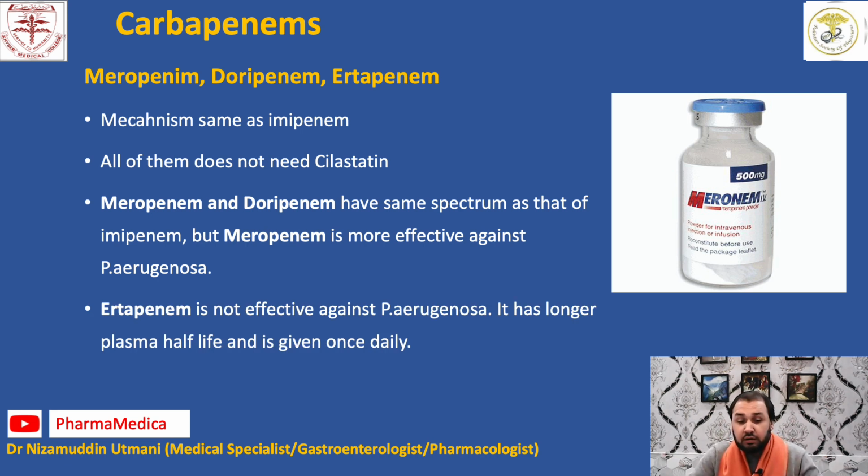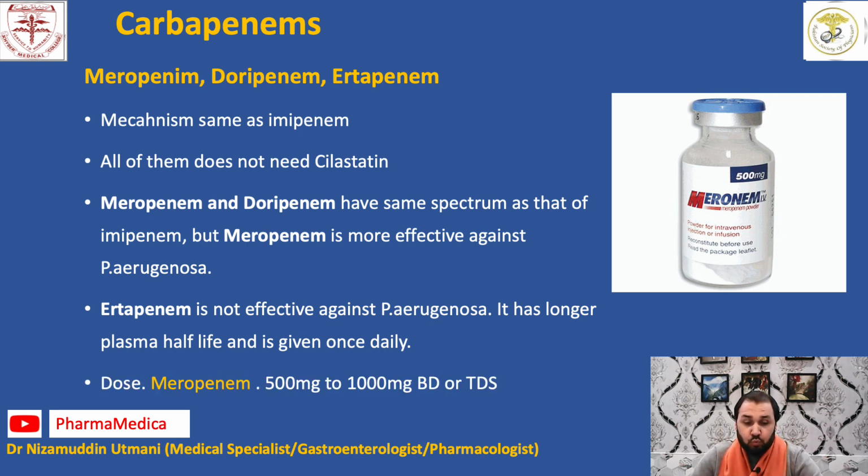Ertapenem has a longer plasma half-life and is usually given once daily. We don't routinely use Ertapenem, but you just remember two things. It has the same mechanism, the same adverse effects, and the same clinical uses. But two things are different in this drug: number one, it is not active against Pseudomonas, and it has a longer plasma half-life, so it can be given once daily.